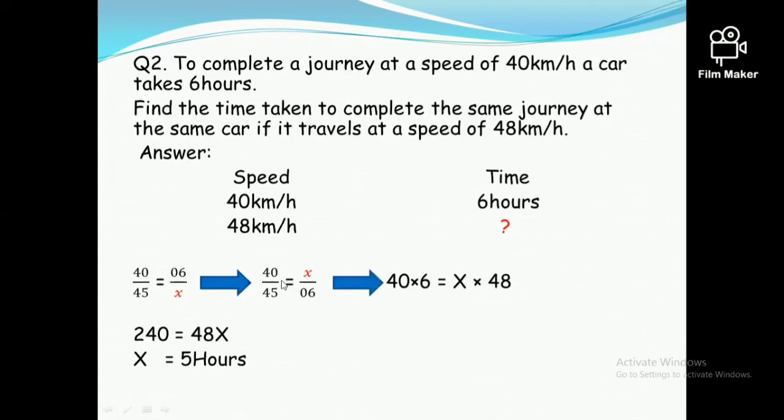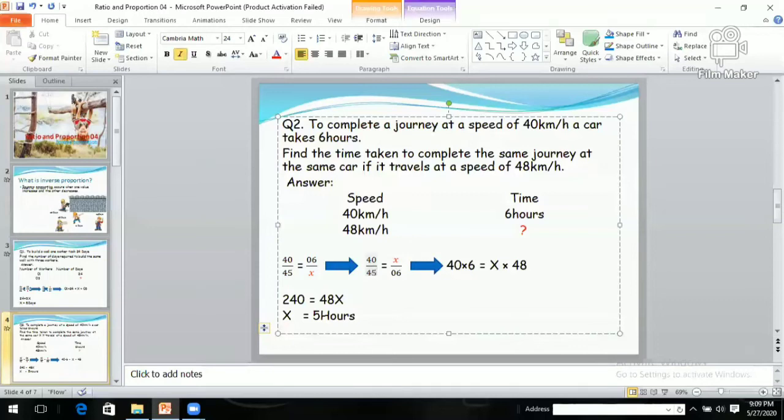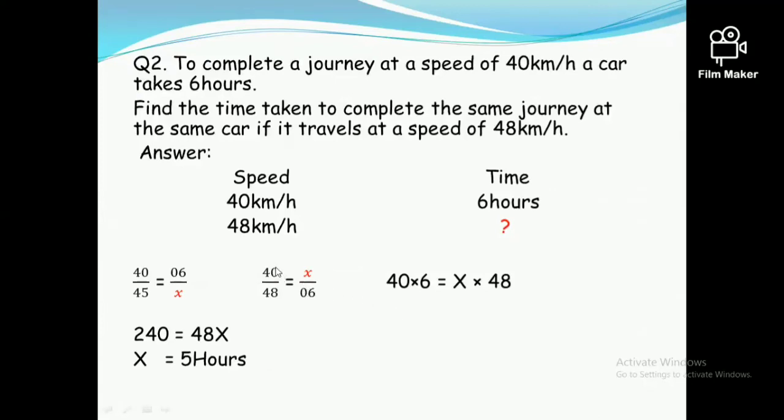If you cross multiply, 40 into 6 equals 48 into x. It should not be 45, it should be 48. It was a slight mistake. Then 40 into 6 is 240, and 48 into x is 48x. Then x is 240 divided by 48, which is 5 hours. So you can understand that at a speed of 48 kilometers per hour, it took less time, that is 5 hours. That is the answer for this question.